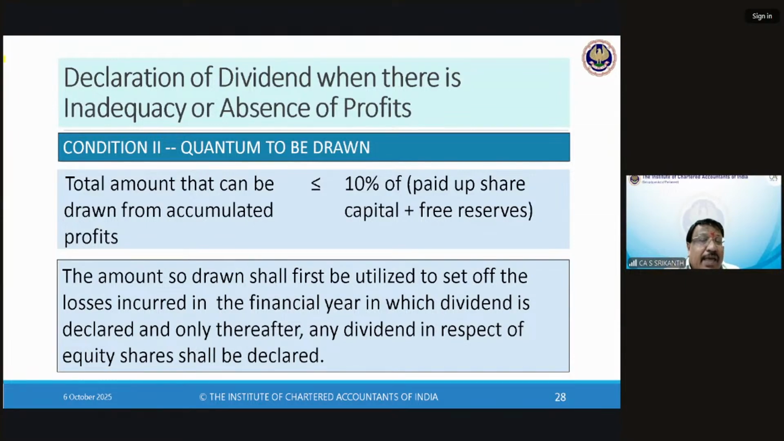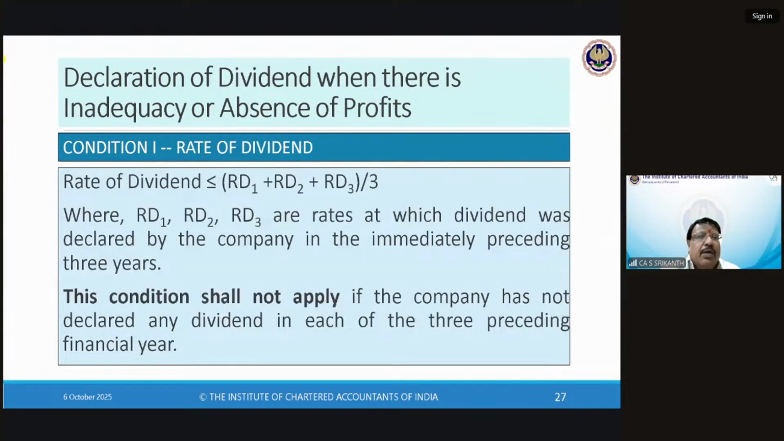So that cannot exceed, that should be less than or equal to 10% of paid up share capital and free reserves. Paid up share capital and free reserves. Please understand, first I have to compute the average rate. Then I have to apply that average rate on my paid up capital. Now, I will get an amount. When you give an example, you will understand. I will give you a numerical example, but right now, conceptually, you understand.